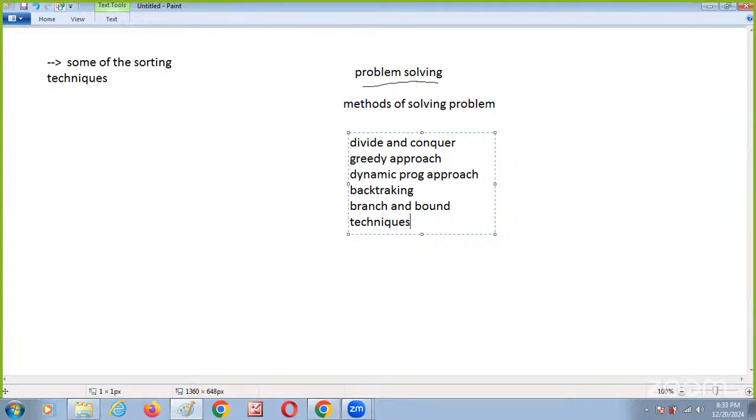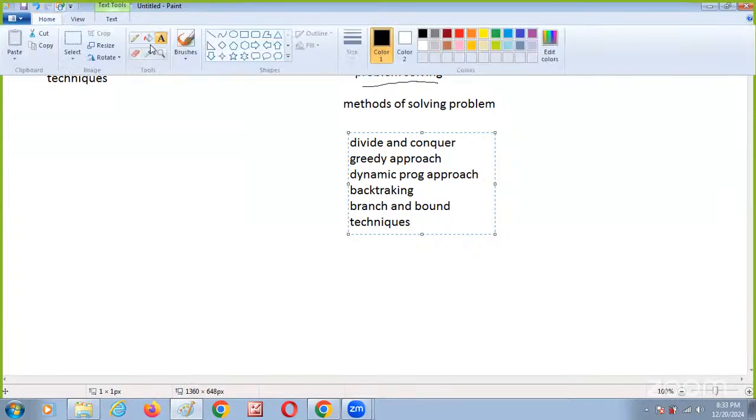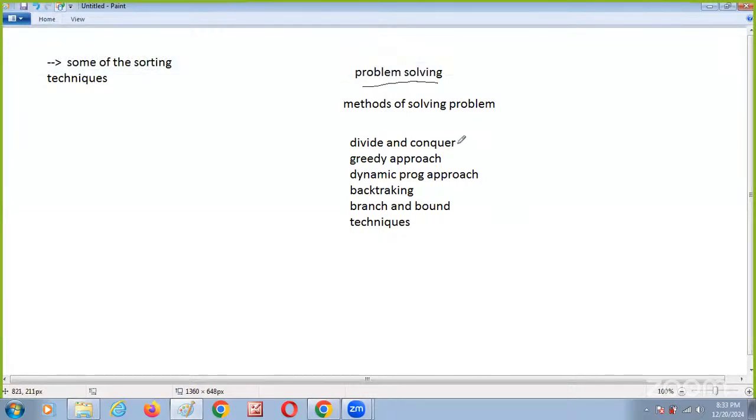Based on the problem statement, we can categorize. We need to decide whether to apply the divide and conquer method, or the greedy approach, or the dynamic programming approach, or backtracking or branch and bound techniques. That means based on the problem statement, we need to decide which method will be suitable for that particular problem. That is our goal. Okay? So that is the normal way.